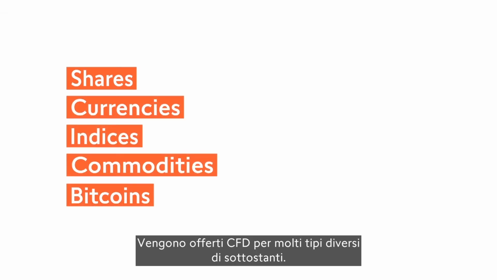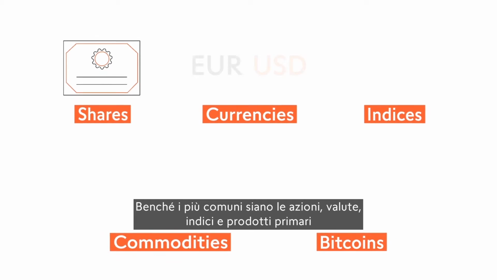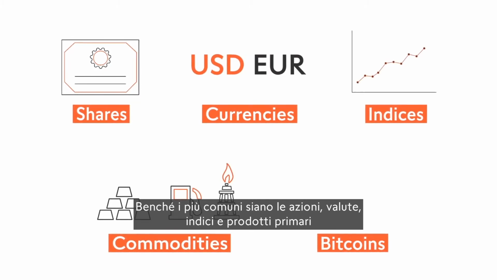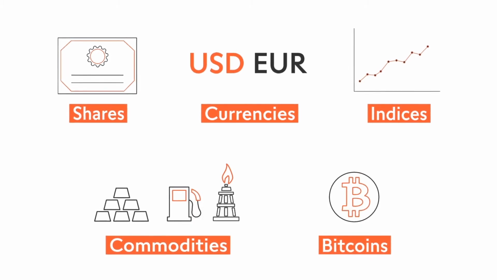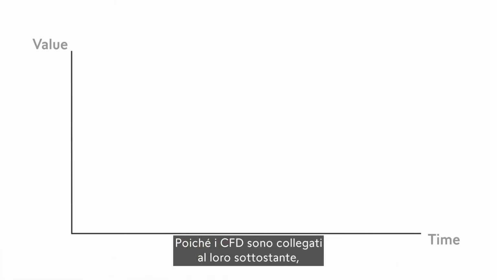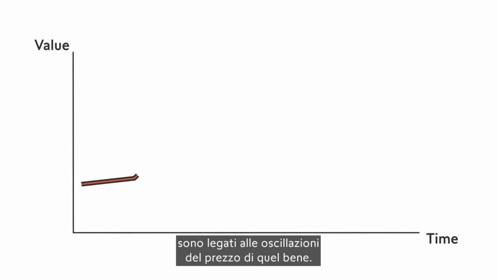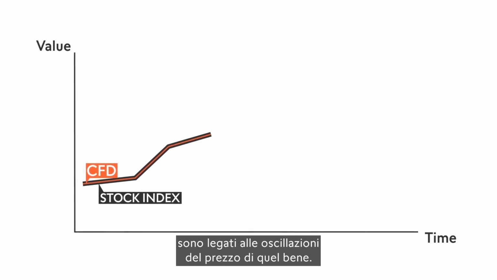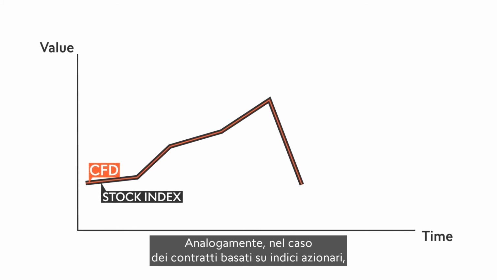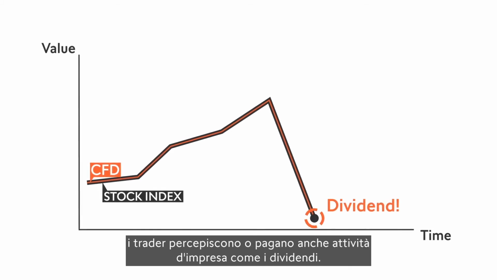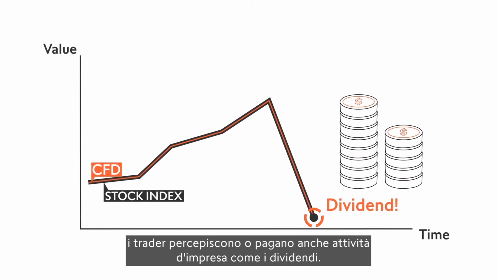CFDs are offered for many different kinds of underlying assets. While shares are the most common, currencies, indices, and commodities, as well as exotic areas such as bitcoins, can be traded. Because CFDs are linked to their underlying asset, they are linked to the price movements of that asset. Similarly, in the case of contracts based on stock indices, traders also receive or pay corporate actions, such as dividends.